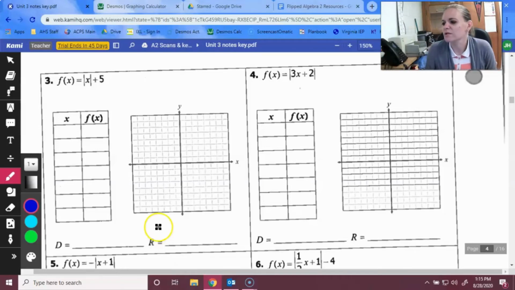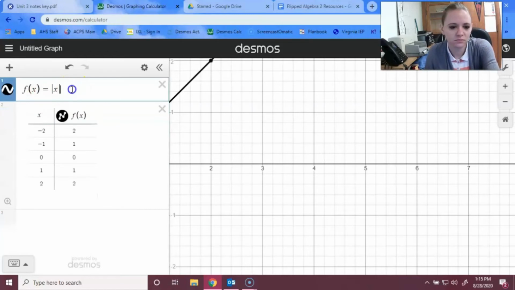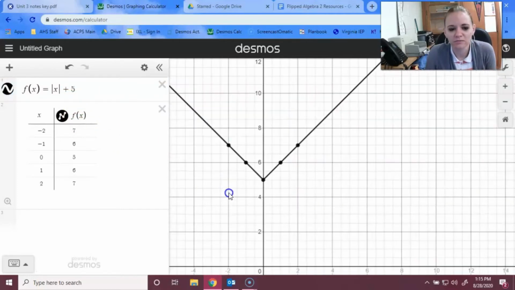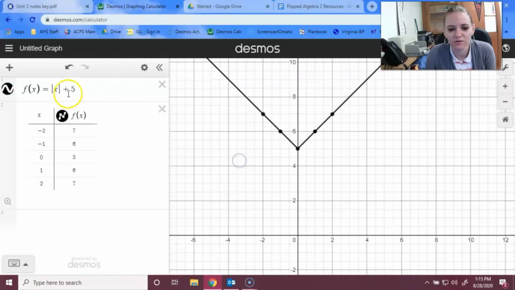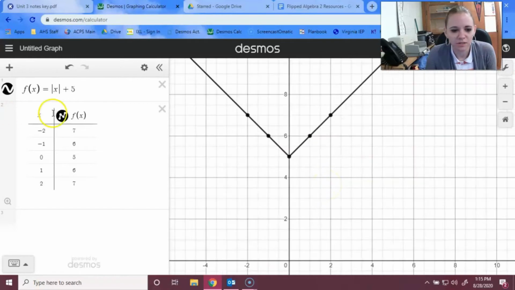Number 3. Okay, let's do 3. Absolute value of x plus 5. So we have something outside of the absolute value. I'm going to just go straight to it. Where is my graph? So zoom out, find your graph. Oh, so that's what happens. Here we go, and then the table's right there already for me.